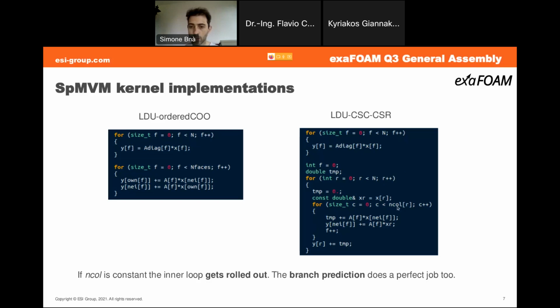So for a generic OpenFOAM mesh, this loop cannot be unrolled easily by the compiler. If n call is, for example, constant and equal to 3, the second loop can be unrolled, and the branch prediction can do a perfect job. But this is not the case for a generic mesh.